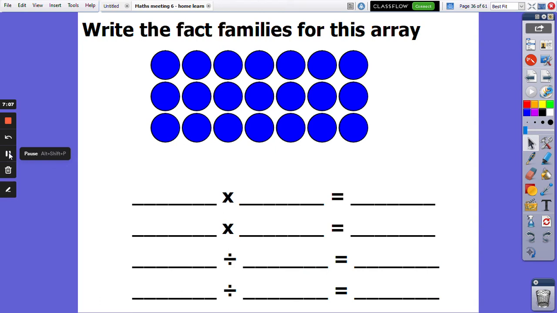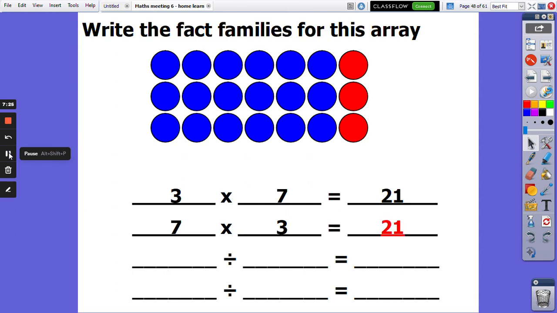Okay, let's begin. We have 3 multiplied by 7 to give us 7, 14, 21. We've got 7 multiplied by 3 to give us 3, 6, 9, 12, 15, 18, 21. Remember, multiplication is commutative, so we can swap that 3 and that 7 around to get the same answer.